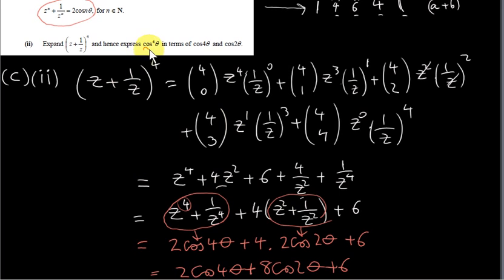Now, we want to somehow bring cos to the power of 4 theta into this. We've looked at the right hand side, and we've used this thing to rewrite the right hand side in terms of cos 4 theta and cos 2 theta. What about this here? Well, we see that z plus 1 over z is the same as this thing with n equal to 1. When n equals 1, z plus 1 over z is going to equal 2 cos of 1 theta.